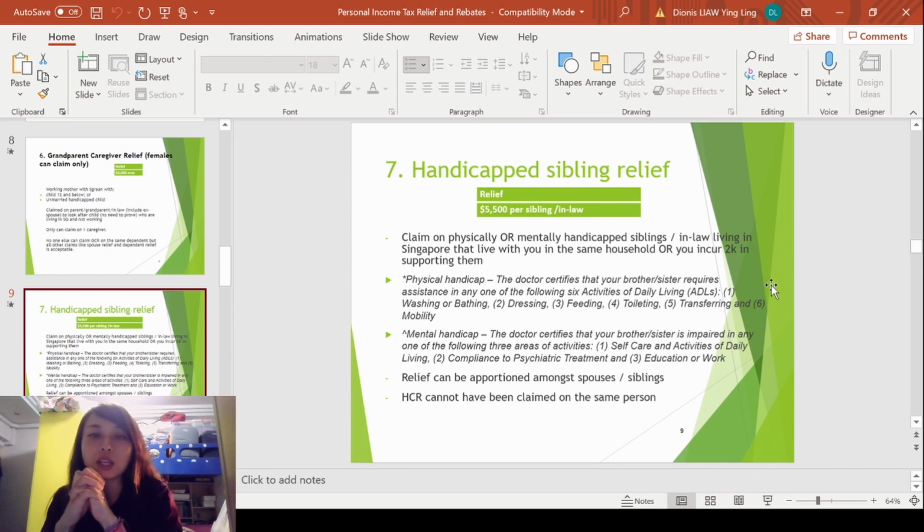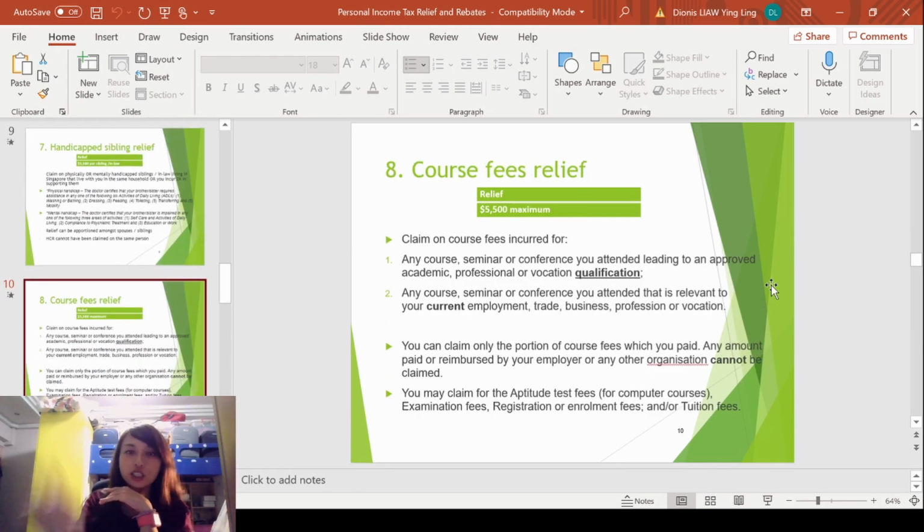But for this handicapped sibling relief to be claimed, handicapped child relief cannot be claimed by my dad, because it cannot be claimed on the same person. I mentioned this earlier just now.